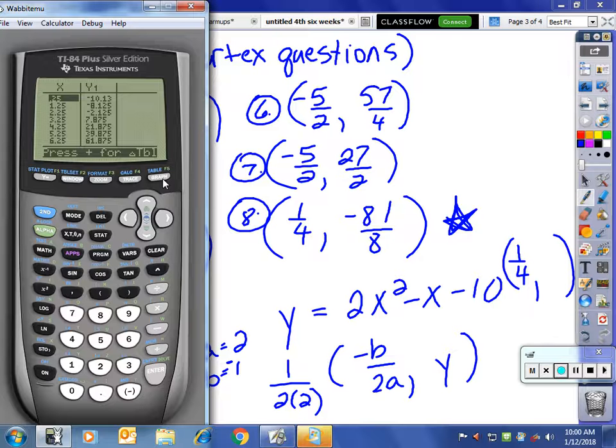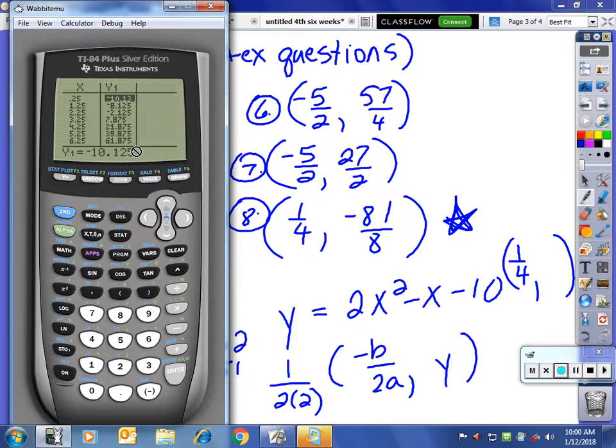Please, please, don't just assume that negative 10.13 is the number to use. What do I need to do? Well, no, not just that. I need to hover over it, and then look at the bottom. It's not really negative 10.13. It's just that's the only space the t-chart had. What's the real value of y? Negative 10.125. It's just the t-chart ran out of space. So it rounded up that 0.125 to 0.13.